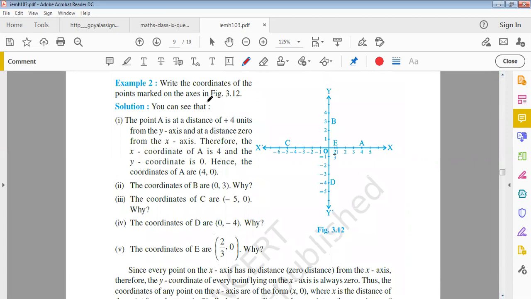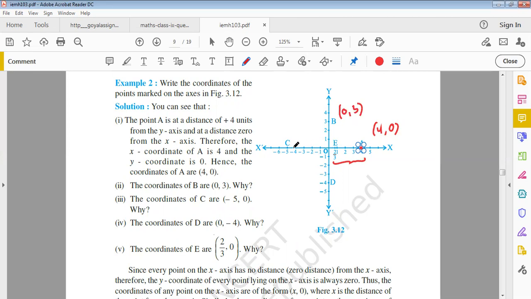Write the coordinates of the points marked on the axis, figure 3.12. The point A, see where is A? If you see here, from here to here, A, 4 unit distance. So the location of A will be 4, and it lies on the x-axis, so (4, 0), it is not moving anywhere. And here, it lies on the y-axis, so x value 0, y value will be 3.